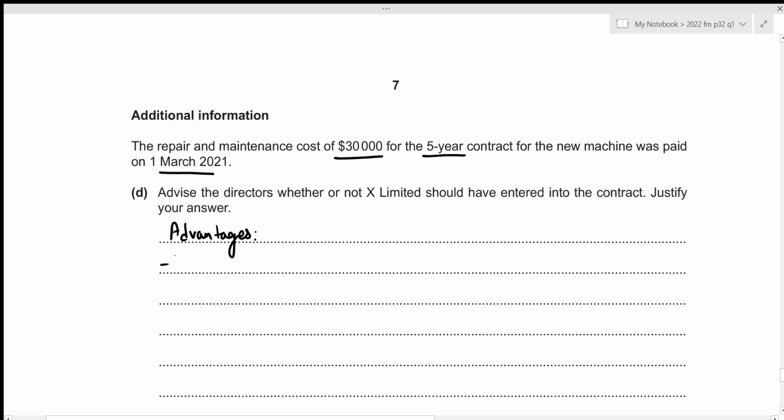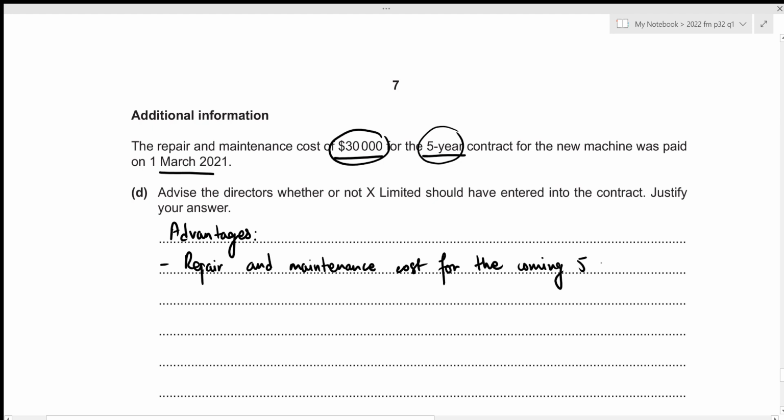So we entered into the contract for the next 5 years at the fixed amount of 30,000. So this might be an advantage since regardless of any increase in the future cost, we only have to pay 30,000. Let's write it down. Repair and maintenance cost for the coming 5 years is fixed regardless of increase in future cost.